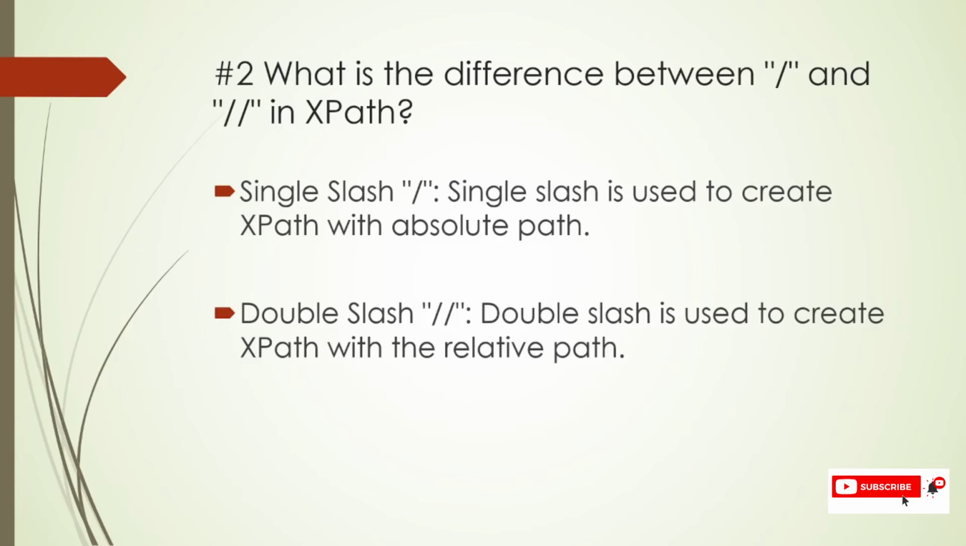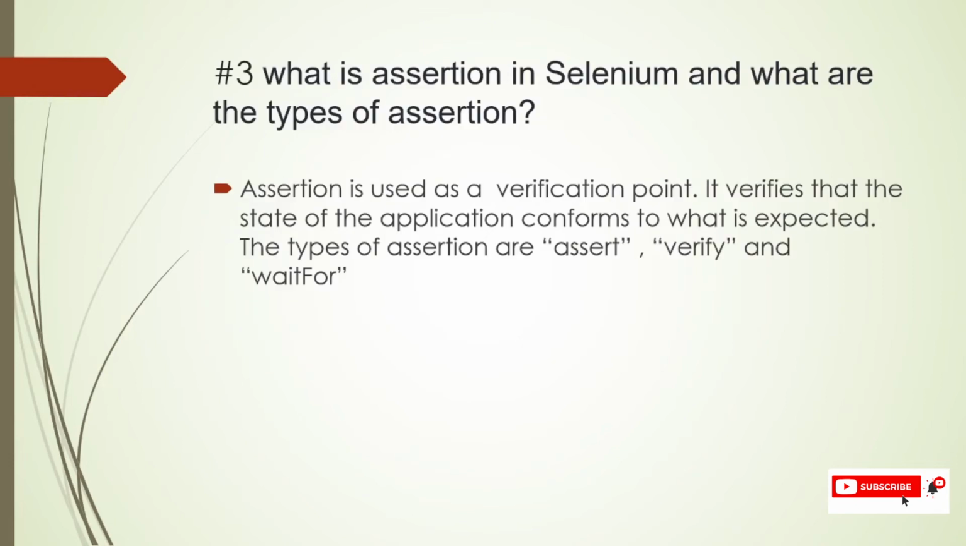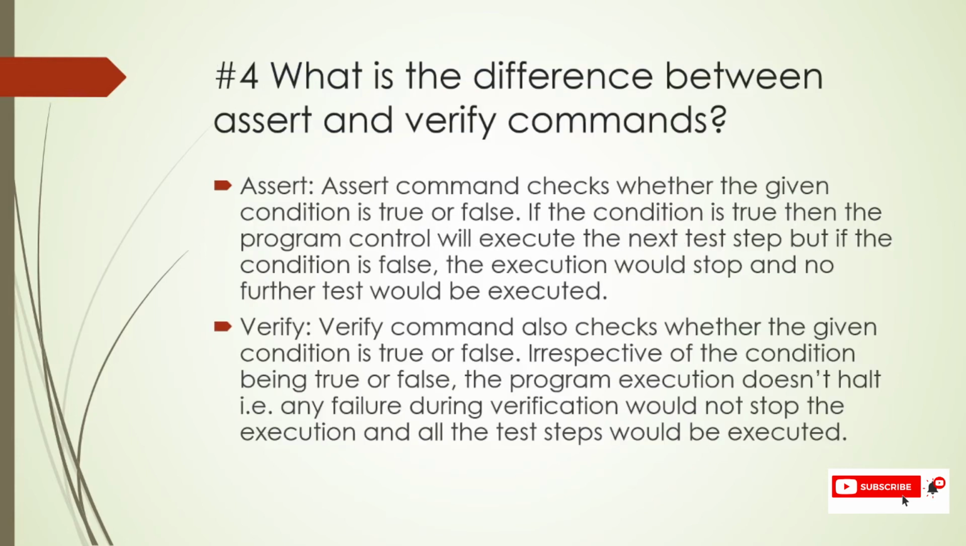So let's move on to the next question. So what is an assertion in Selenium and what are the types of assertions? So the answer is, the assertion is used to verify, or we can say it's a verification point, and it verifies that the statement of the application is correct or not. And we have different types of assertions like assert, verify and waitFor. So these are the assertion methods that are available in Selenium, and these are very important to verify actual and expected. When it comes to verifying actual to the expected, these will be very helpful in the automation.